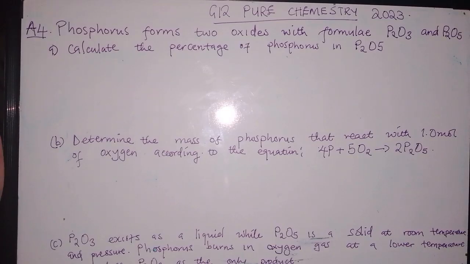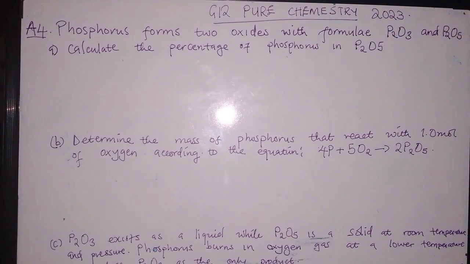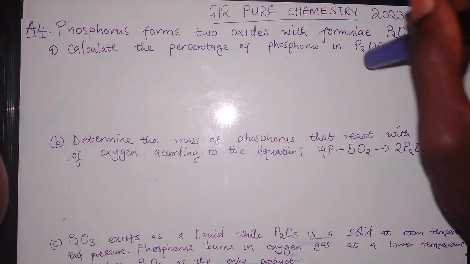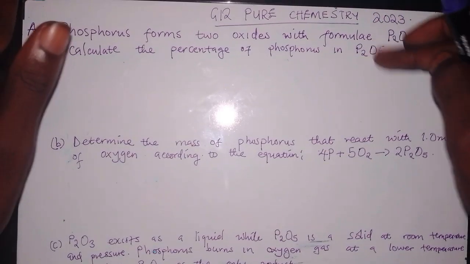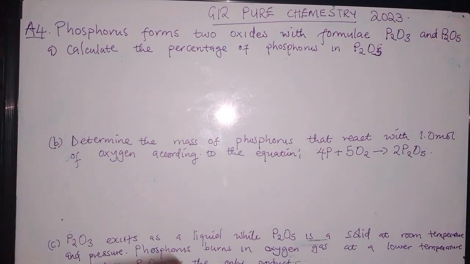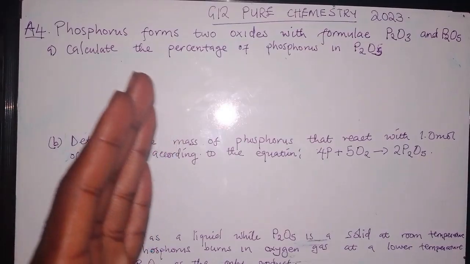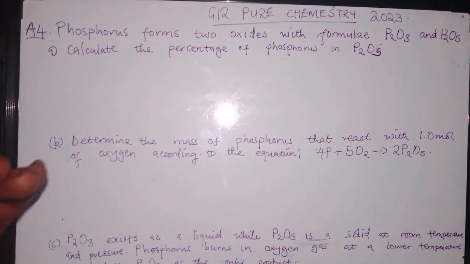The question says phosphorus forms two oxides with formula P2O3 and P2O5. Calculate the percentage of phosphorus in P2O5. So how do you calculate a percentage of a compound or a percentage of an atom?